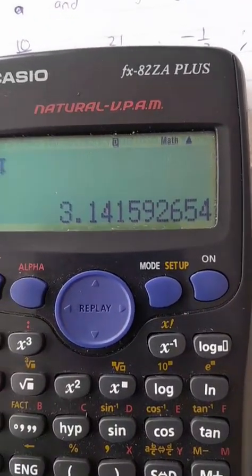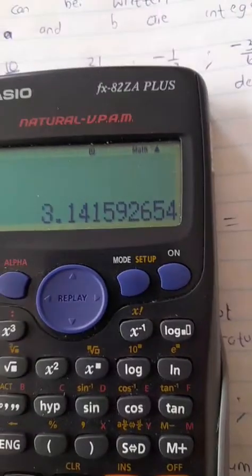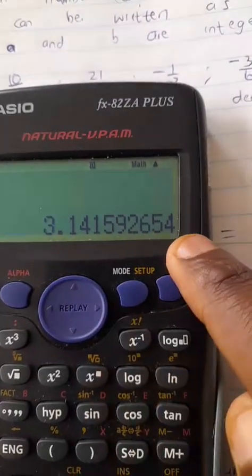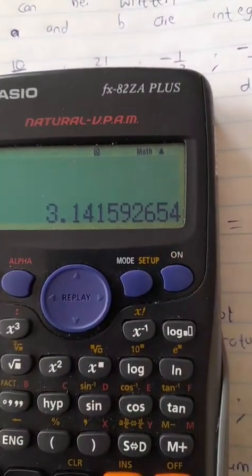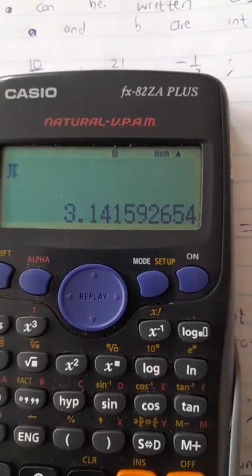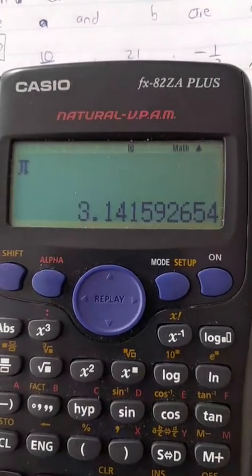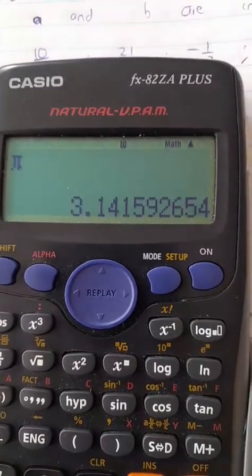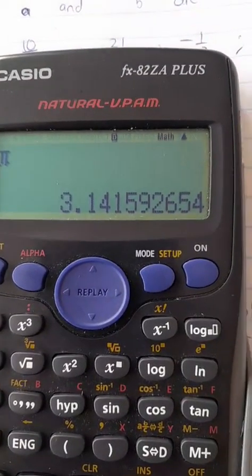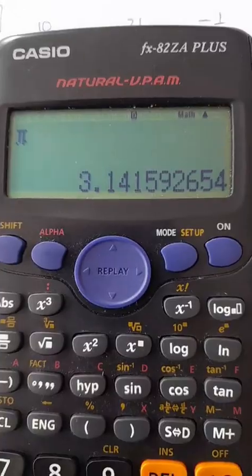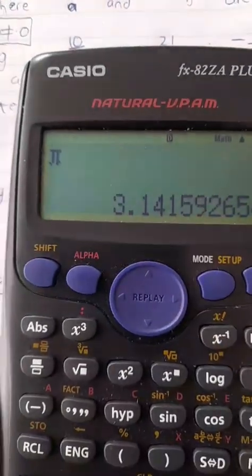You can clearly see that after this 4, there would be more numbers, but there's no space because our calculator is limited. If we had a much bigger calculator, you'd see more numbers, but there would be no pattern. No pattern of repetition means that this is an irrational number. So hence I'm saying pi is irrational.